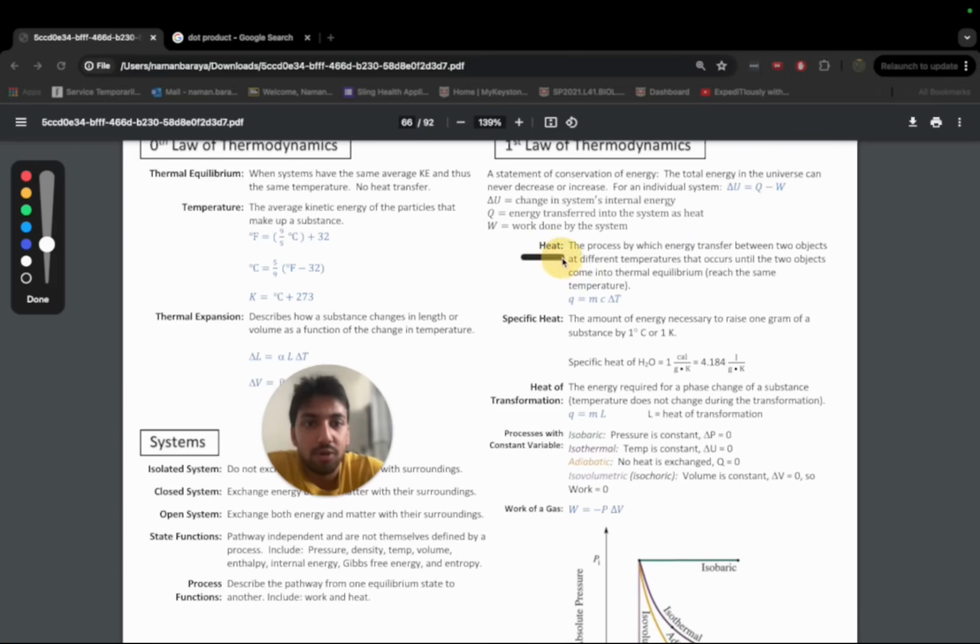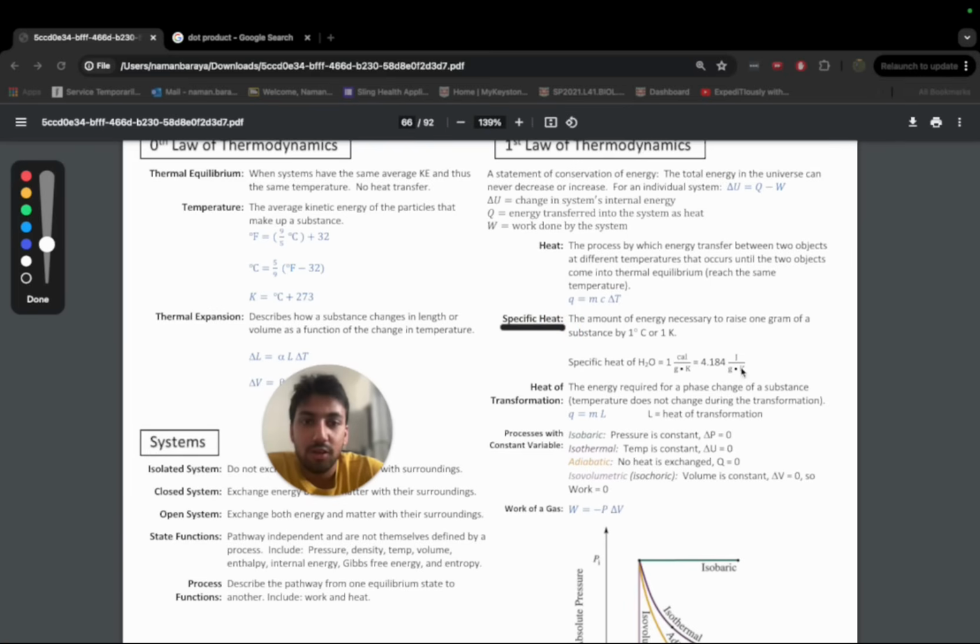So heat is the process by which energy transfers between two objects at different temperatures until they reach thermal equilibrium. And thermal equilibrium is, again, when two things have the same temperature. This is how I remember it: Q equals MCAT. Mass times this constant times the change in temperature represents the heat of that system.